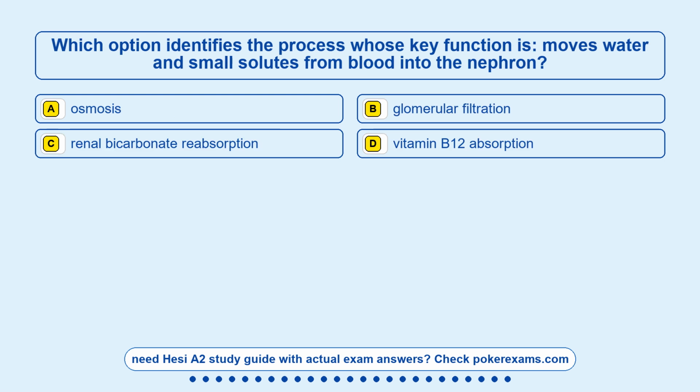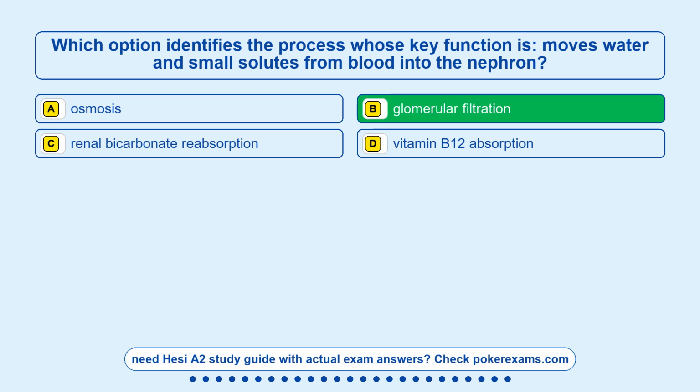Question 14. Which option identifies the process whose key function is, moves water and small solutes from blood into the nephron? Option A, osmosis. Option B, glomerular filtration. Option C, renal bicarbonate reabsorption. Option D, vitamin B12 absorption. The correct answer is option B, glomerular filtration.